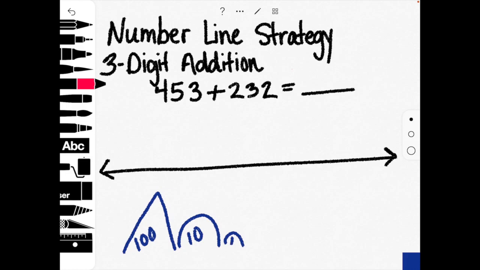Now when I'm adding using a number line, I always want to start on the left-hand side of my number line. And I like to start with the biggest number. So in this case, we have 453. Okay, so in order to determine if we're going to use mountains, hills, or rocks, we want to look at our number and use place value to solve that.